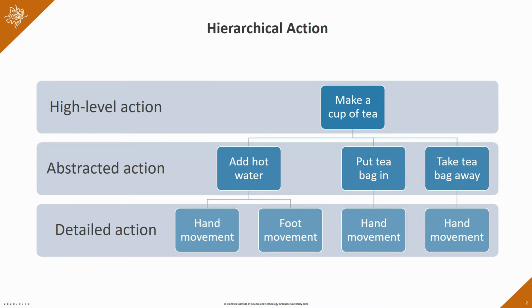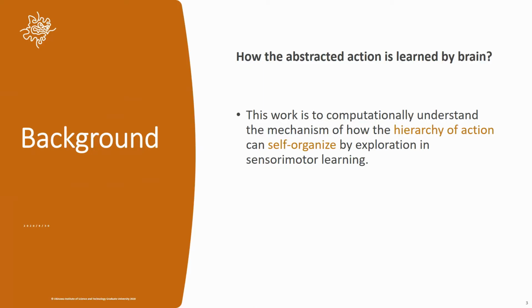And for us humans, when we learn to make a cup of tea, our brain can autonomously divide the task into multiple abstracted actions, such as adding hot water and putting the tea bag in and taking the tea bag away. And those abstracted actions can be further divided into more detailed actions, such as finger movement and foot movement. So we might ask a question: how can abstracted actions be learned by the brain?